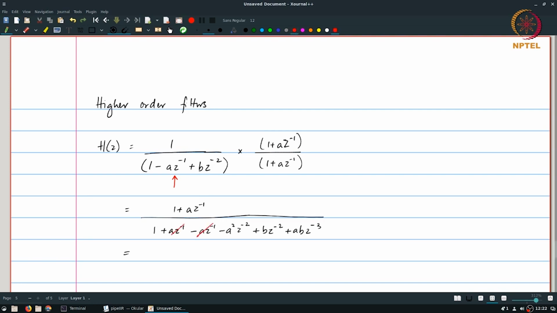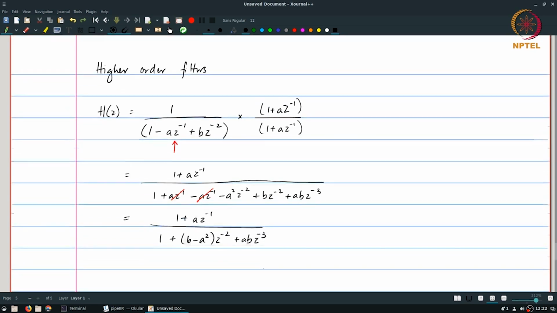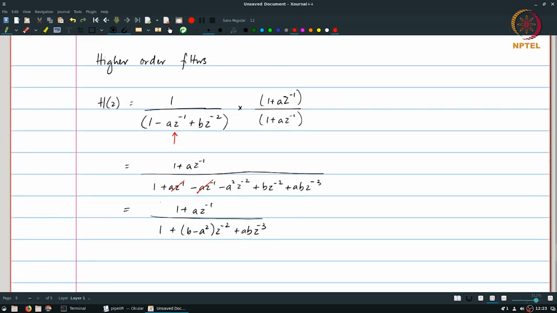These two terms cancel out, and the rest reduces to 1 + a z^-1 by 1 + (b - a^2) z^-2 + ab z^-3. Now this makes it very clear that we have managed to eliminate the z^-1 term from the denominator, and as a result we effectively have a structure whose data flow graph for the denominator would look something like this.